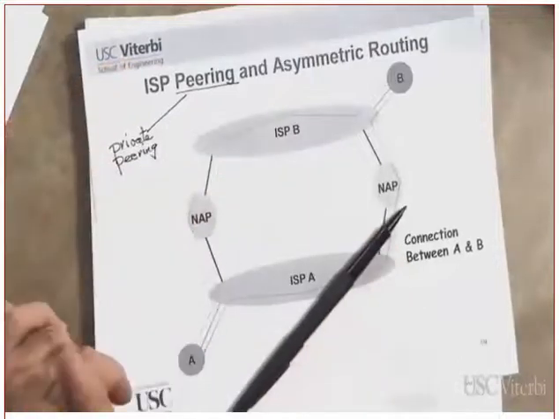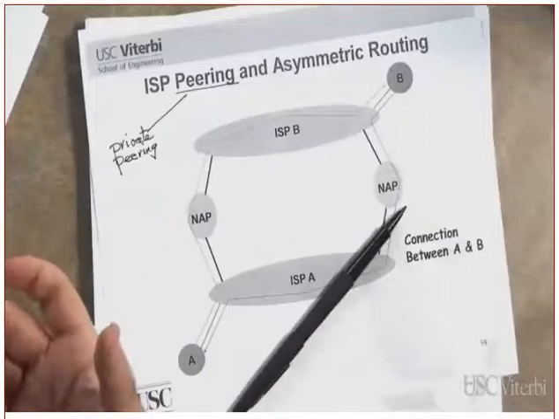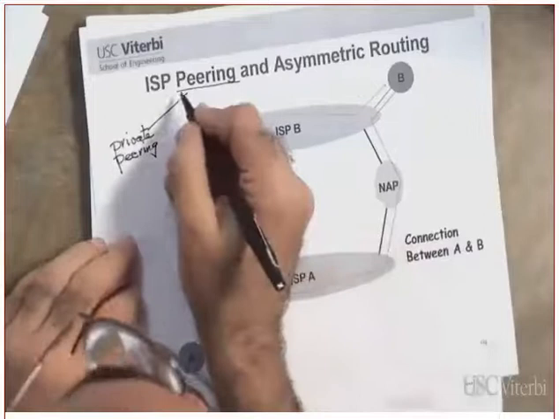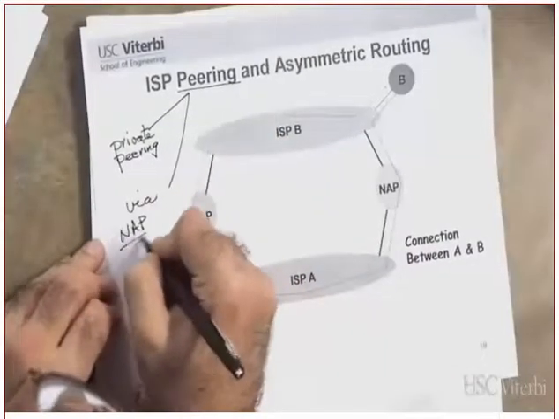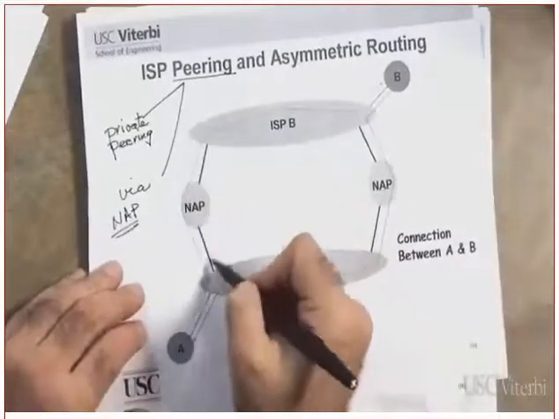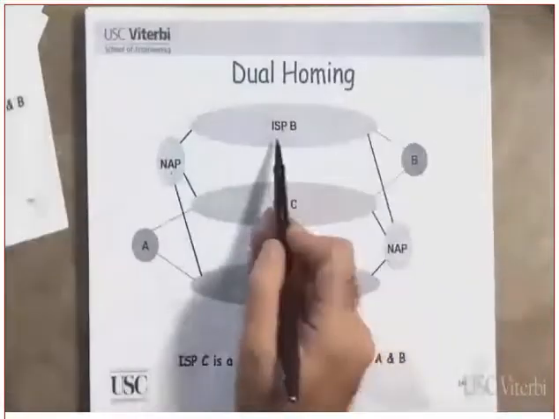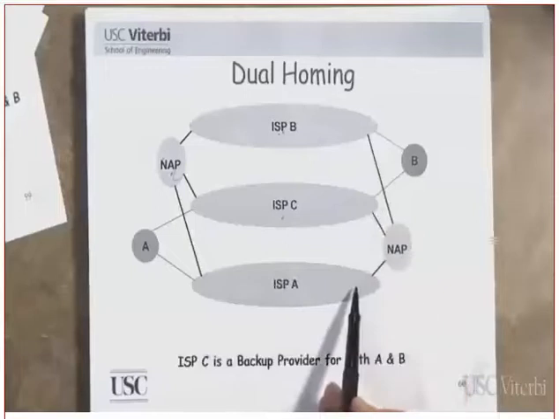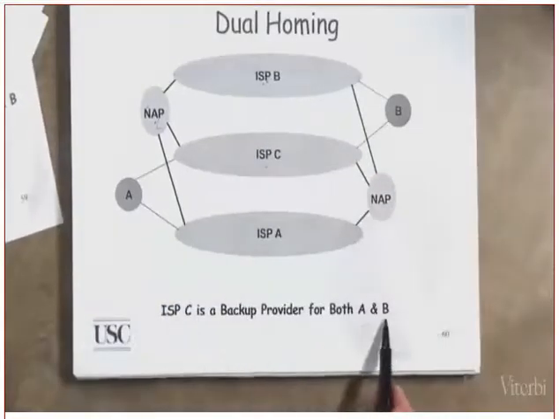In a private peering, the high-tier networks say to each other, I will carry your traffic if you carry my traffic. Private peering, or via a NAP. By the way, an ISP could be connected to multiple NAPs. So this one, for example, is one NAP, and this is another NAP, and so on and so forth. With dual homing, an ISP can connect in a peer type, or it can connect to a NAP. We call it dual homing. ISP-C is a backup provider for both A and B.